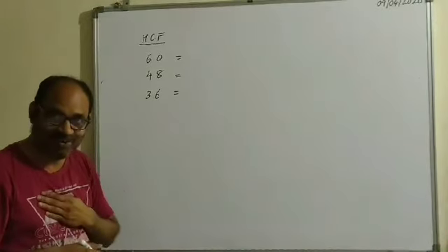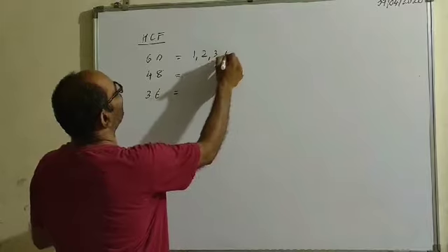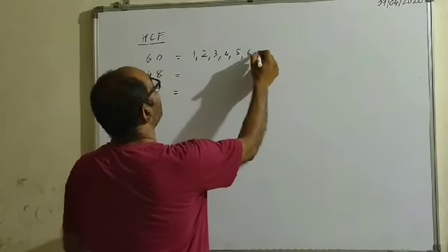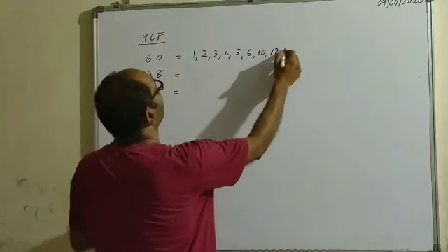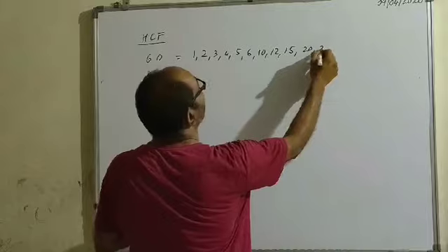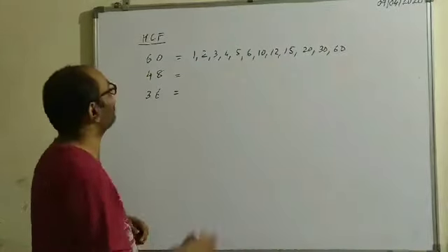Right now I'm going to write all factors of 60. 1 is a factor, 2 is a factor, 3 is a factor, 4 is a factor, 5 is a factor, 6 is a factor, 10 is a factor, 12 is a factor, 15 is a factor, 20 is a factor, 30 is a factor and 60 is a factor. These are the factors of 60.